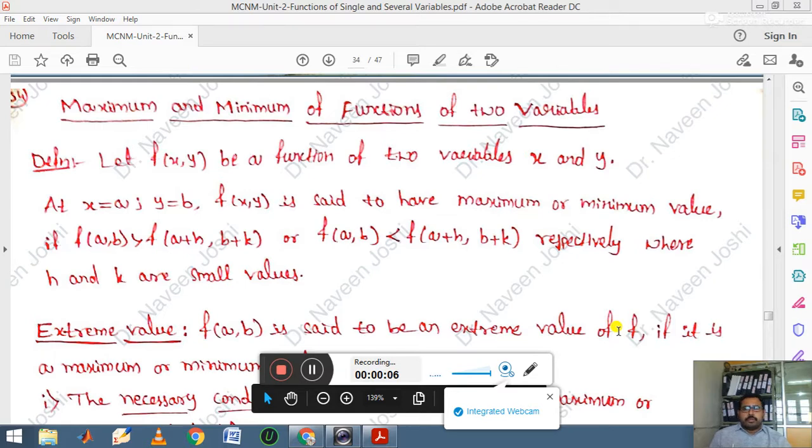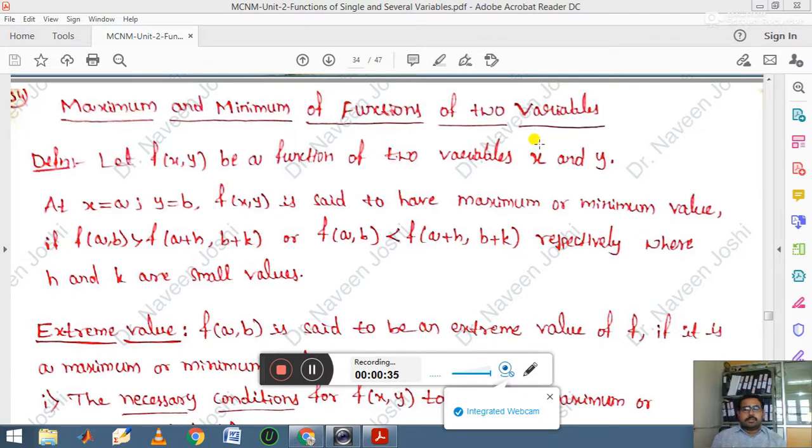In this video, I am going to discuss the concepts of maximum and minimum values of functions of two variables. This is a very important concept in view of all university examinations. Usually for 2 marks or for 8 to 10 marks, they may ask any problem related to finding maximum and minimum values for the given function.